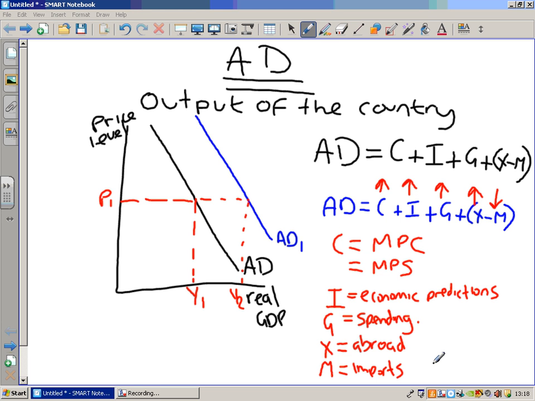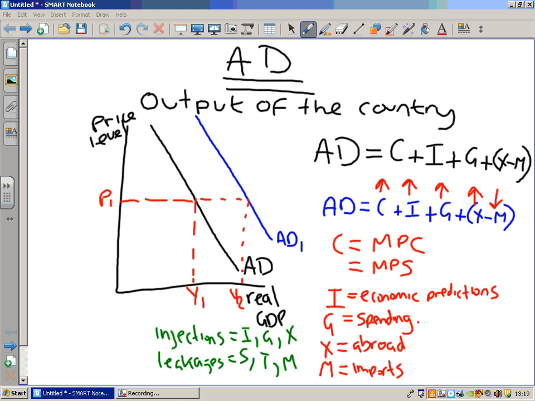We know that the injections are investments, government spending, and exports. Those three letters are all in this equation for AD. If these three increase, AD goes up. We know that leakages are savings, taxation, and imports. If savings increase, consumption falls, so AD will fall. Sometimes the taxation increases in the economy, people have got less disposable income, consumption falls. Imports going up means money's leaking out of the economy, so AD would fall.